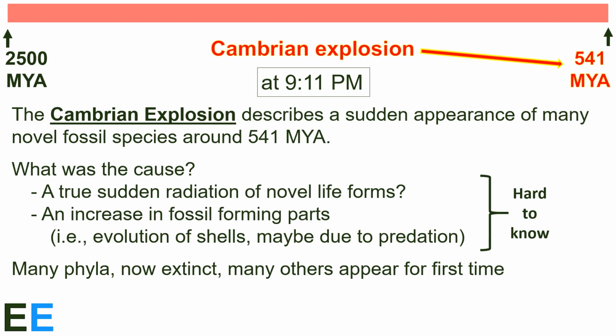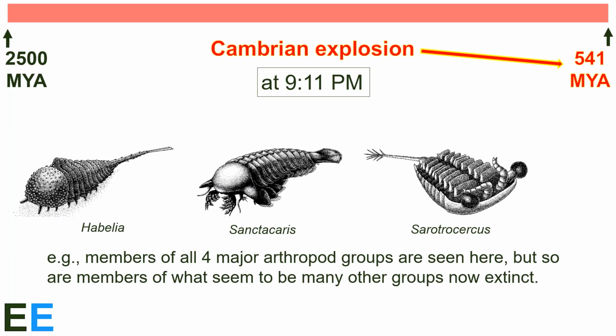We see many phyla which are now extinct and many others which appear for the first time. For example, we see members of all 4 of the major modern arthropod groups, but also members of what seem to be many other arthropod groups that are now extinct. Arthropods are a super diverse phylum of animals today, accounting for almost 80% of all named modern species. Arthropoda includes all insects, crustaceans, spiders, millipedes, and centipedes, but they're less than a third as diverse as what they could have been if every arthropod clade we see in the Cambrian Explosion had survived to the modern day.